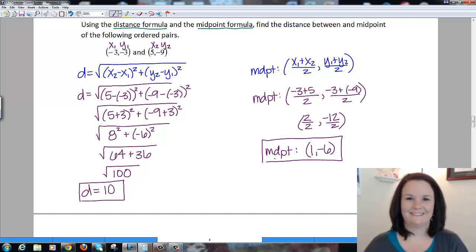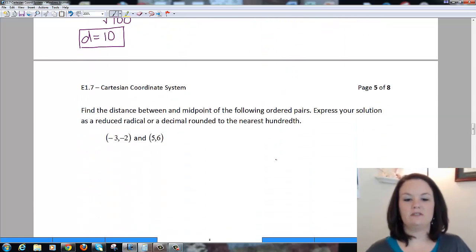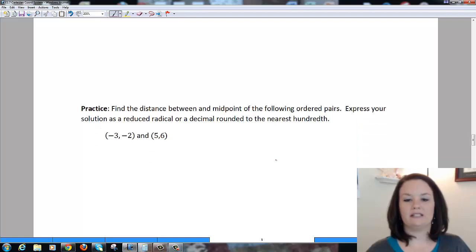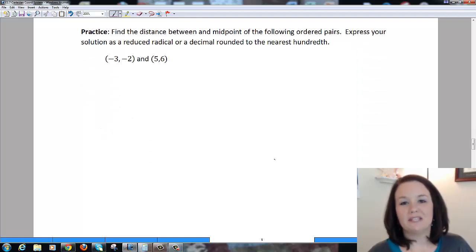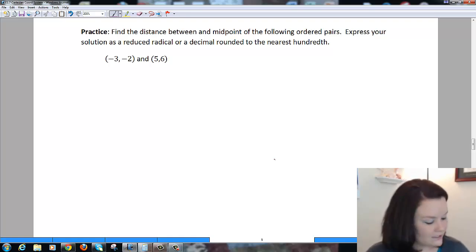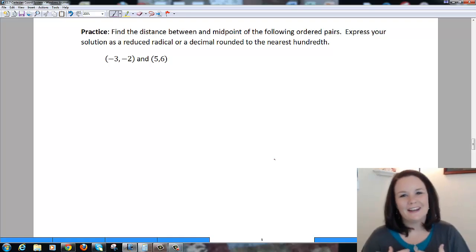Clear as mud? Okay. Let's go ahead and look. There's one on the next page. It shows that I have an example, and then after that, there's a practice one. But if you look really close, the example at the top of page 5 and the practice problem are the exact same problem. So I'm not going to work it. I'm going to give you a second to go ahead and work this practice problem, and then I'll come back and do it in just a second, okay?